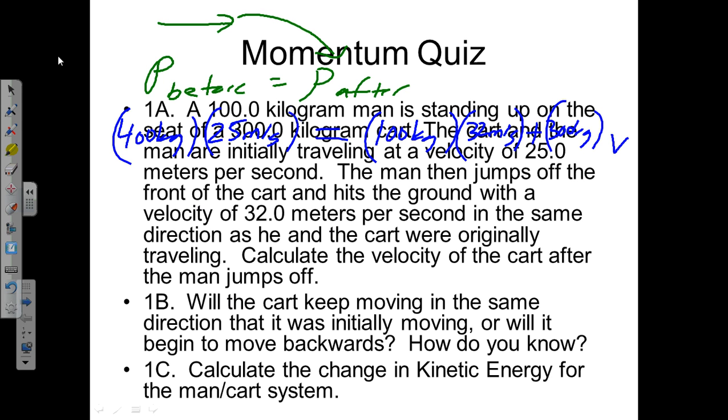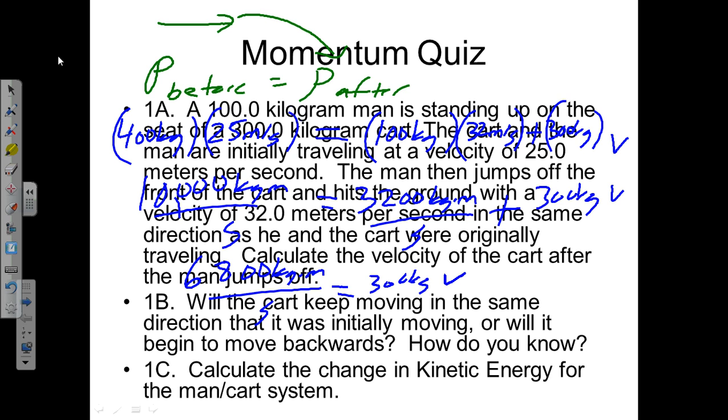400 times 25, and we end up with 10,000. So we're going to end up with 10,000 kilogram meters per second equal to 100 times 32, so 3,200 kilogram meters per second, plus 300 times V. So let's subtract the 3,200 from both sides. That gives us 6,800 equal to 300 kilograms times V.